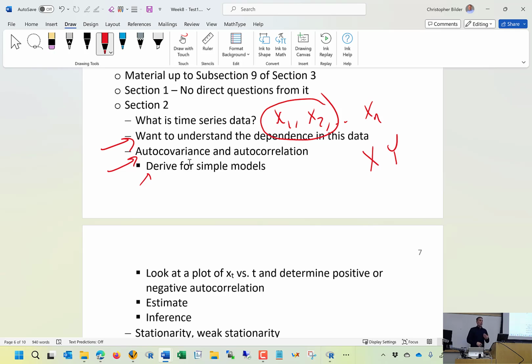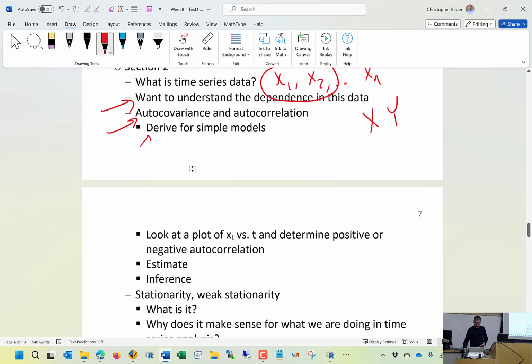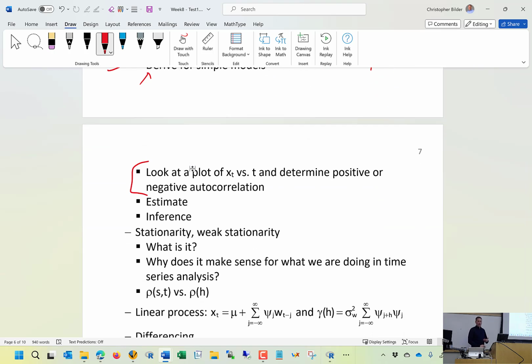And in section 2, we derived what this autocovariance and autocorrelation was for simple models. We looked at plots of x of t versus t, and we looked at those plots and said, okay, I would expect that time series to have a positive autocorrelation based upon what I see. I expect it to have a negative autocorrelation based upon what I see. Make sure you understand what we're looking for in those plots and why we look at that to make that kind of judgment. The purpose with doing this was to give you an intuitive feel for what dependence looks like over time.